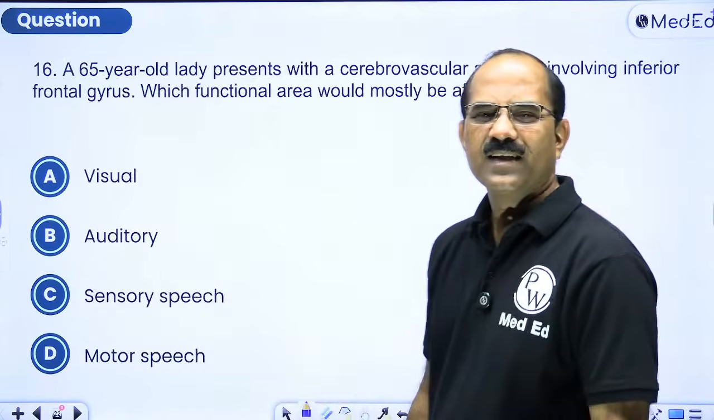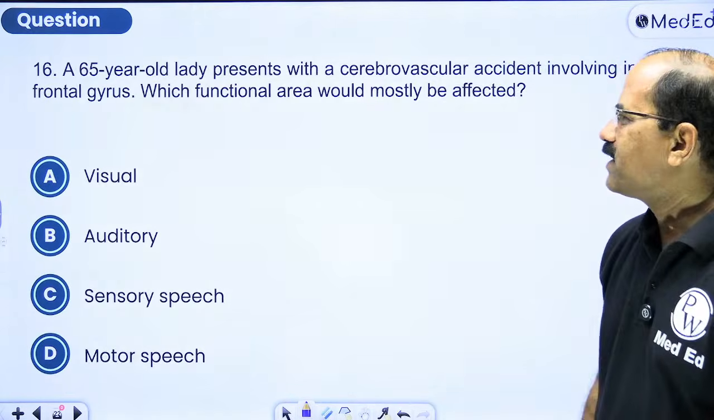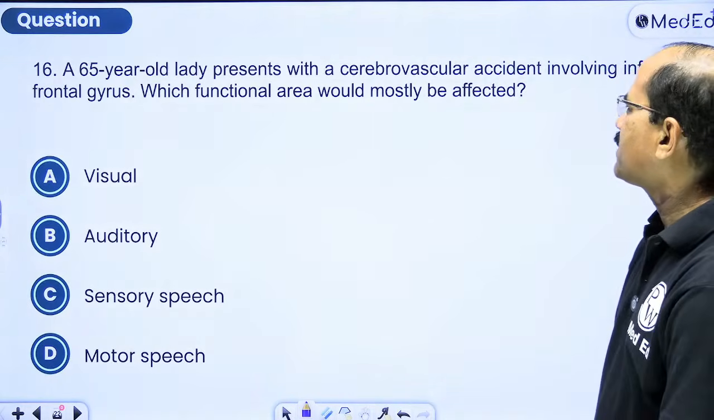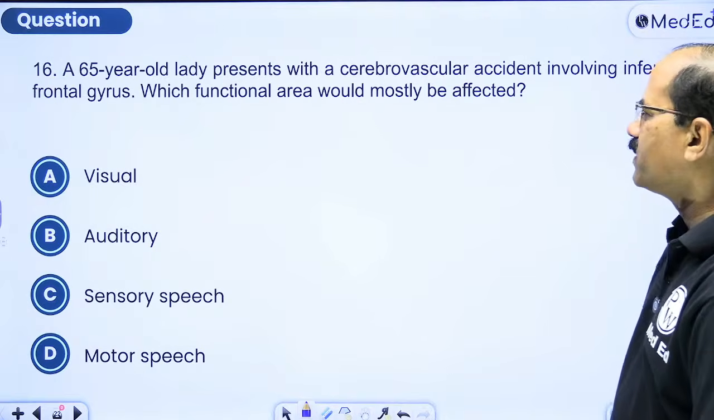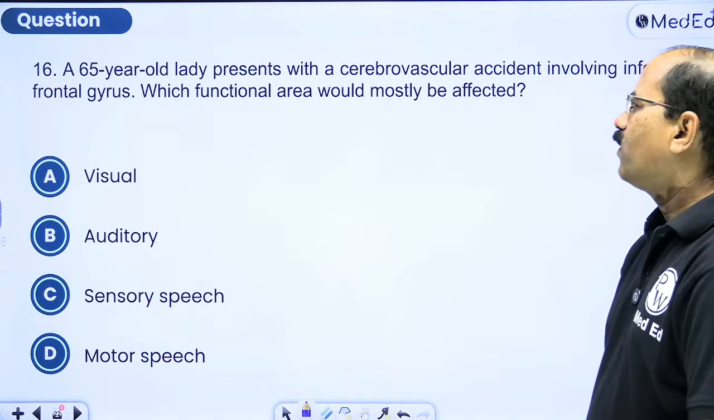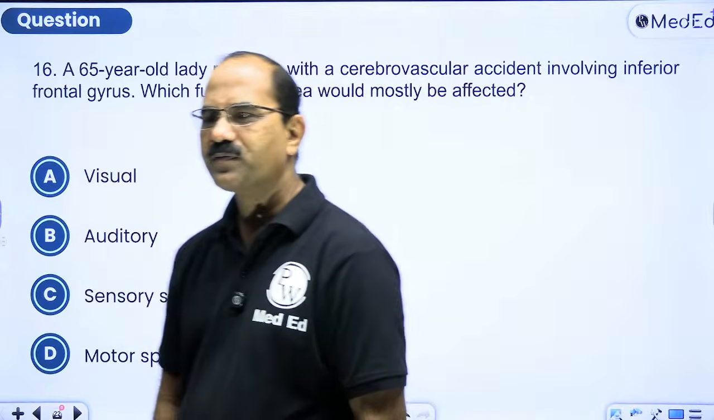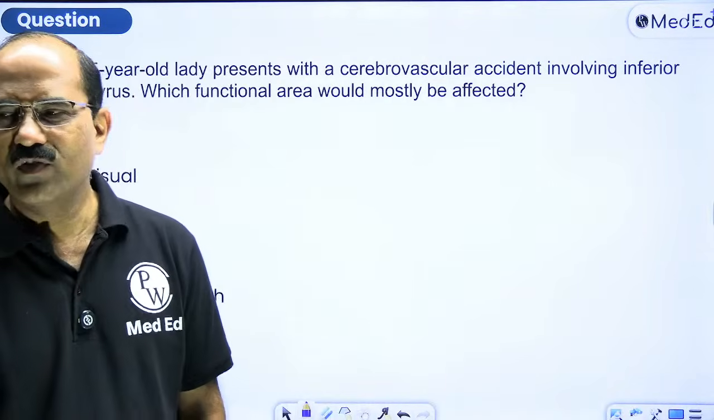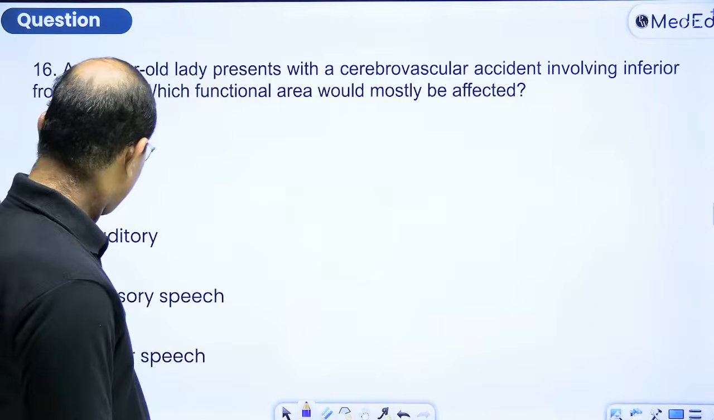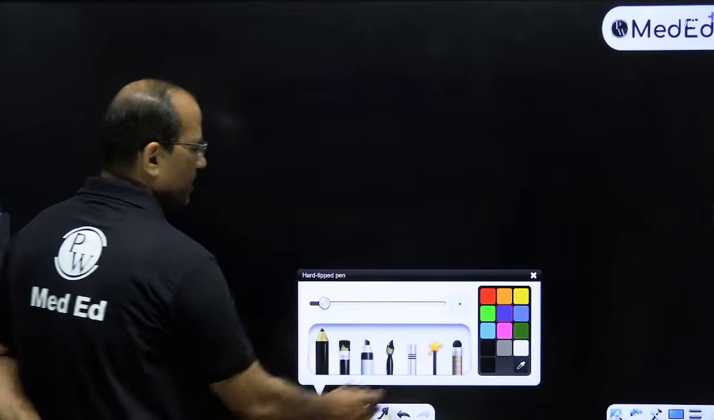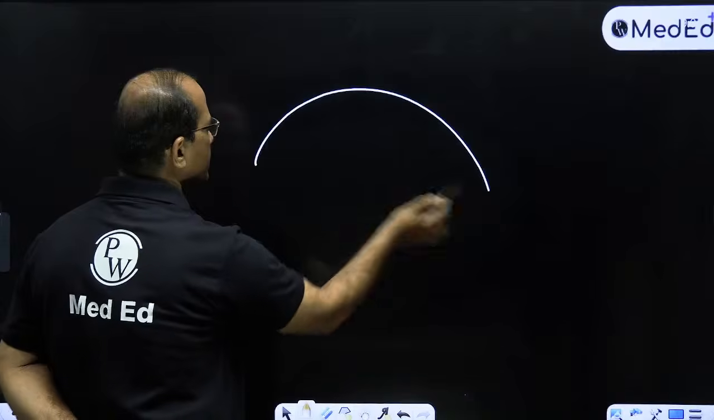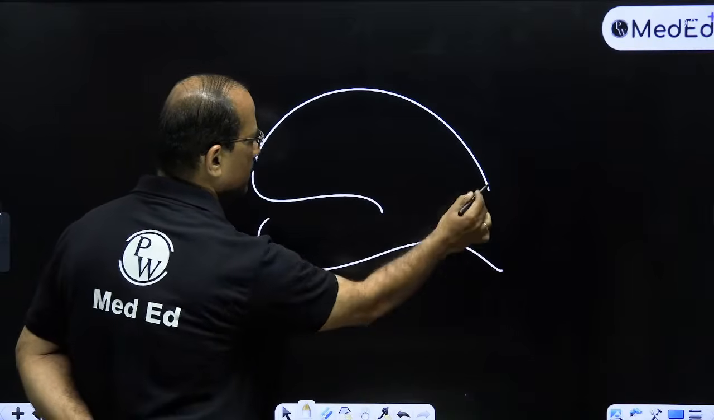Okay, coming to the next: a 65 years old lady presents with a cerebrovascular accident involving the inferior frontal gyrus. Which functional area would most likely be affected? Any guesses? Inferior frontal gyrus.